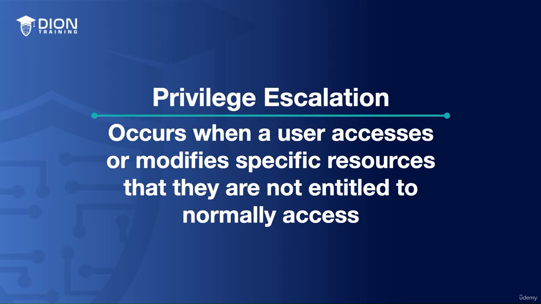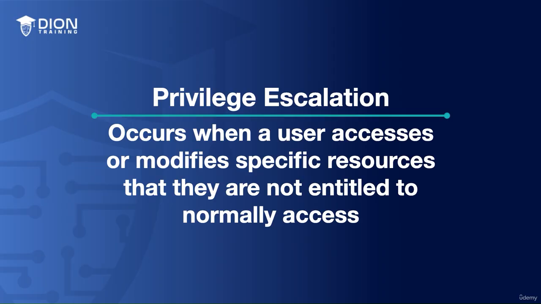Now, the next thing we want to talk about is privilege escalation. We've mentioned the term privilege escalation earlier when we talked about threat hunting. One of the things bad guys want to do is operate at higher levels of privilege. And that's what privilege escalation is all about. This is going to occur when a user accesses or modifies specific resources that they're not entitled to normally access. So, if I'm going to do a privilege escalation, what I'm trying to do is attempt to gain administrator or root level permissions. That's the holy grail for these folks. In fact, if they can get a domain admin, that's even better.